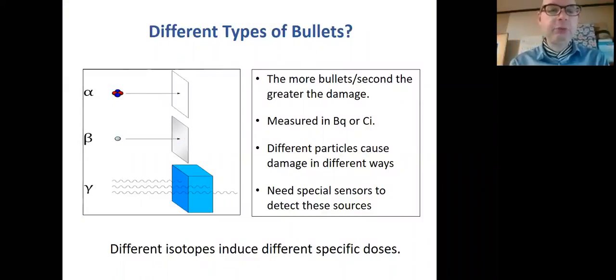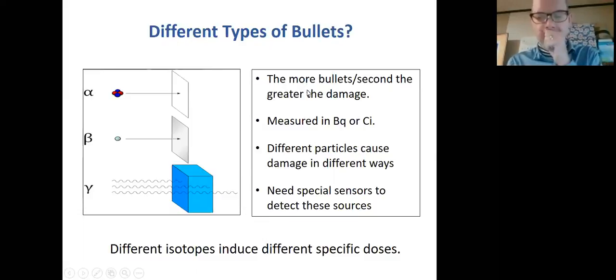There's many different types of bullets, as I already mentioned. You can have alpha particles, and these are easily stopped by just a piece of paper, but then beta particles will go through wood or something like this, so these can get through. And of course, there's gamma rays, which can go directly through metal, and go through the body. They can cause a lot of damage.